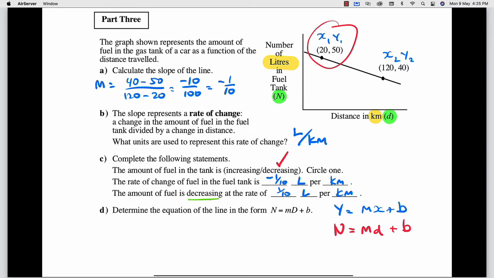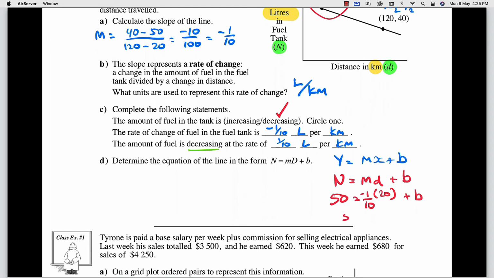So the y value, which is now represented by the variable n, is going to be 50. So this is going to be 50 equals m. Well, m is negative 1 over 10 times d, and d is the x value, which is 20, oops, I forgot my negative right there, times 20 plus b. Okay, and right here we've got 50 equals negative 1 times 20 is negative 20. Negative 20 divided by 10 is negative 2 plus b.